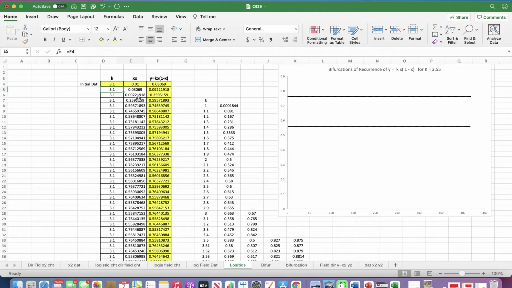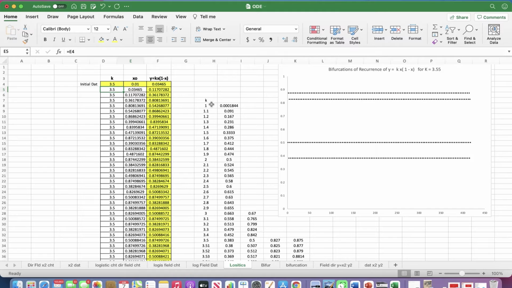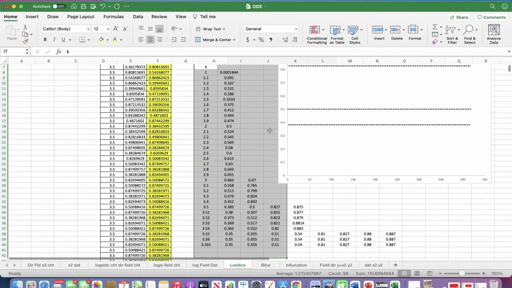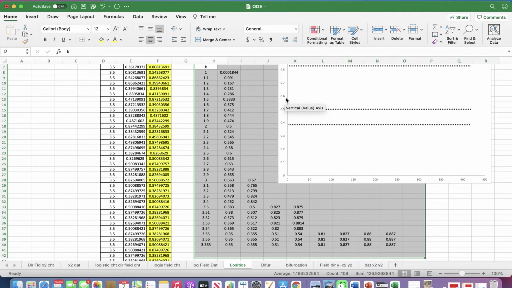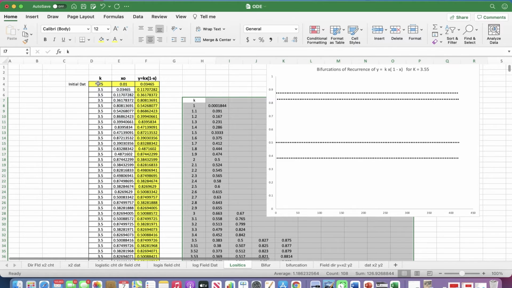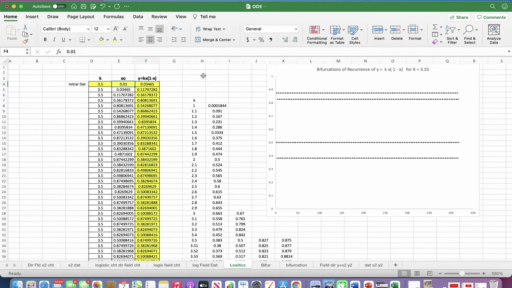Now, if I bring that to 3.5, you can see I created a table here. This is a table of the values of x for a given value of k. And you can see for k equals 3.5, and I didn't vary the initial x, the x naught is still 0.01, but the function levels out at 4 different points. We've got a second bifurcation.